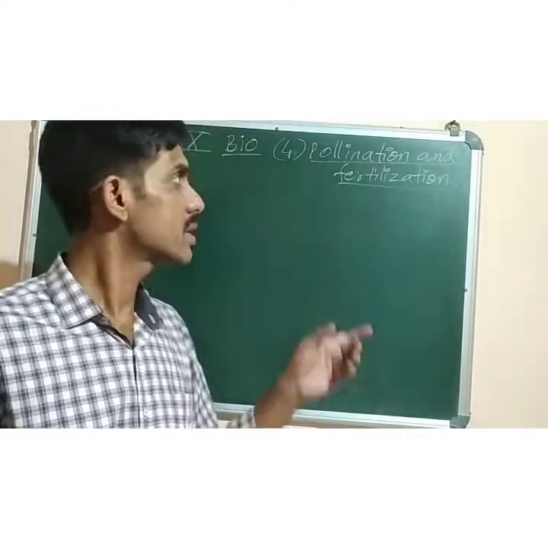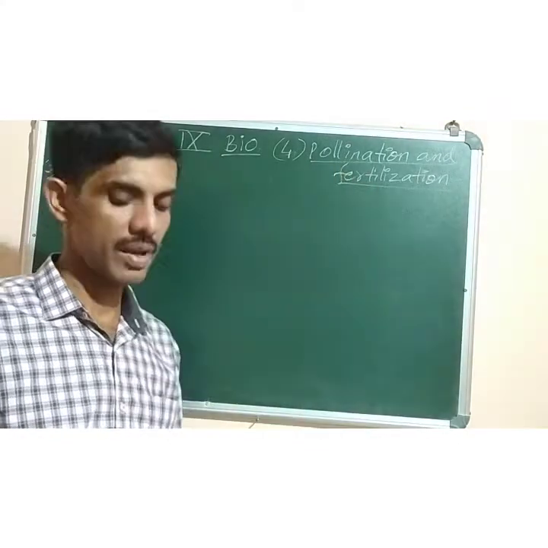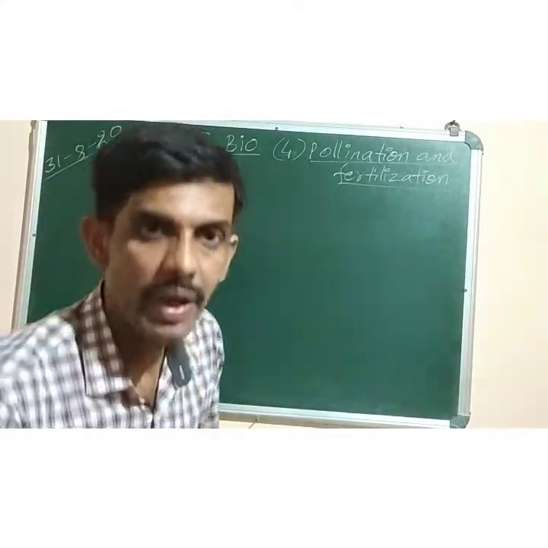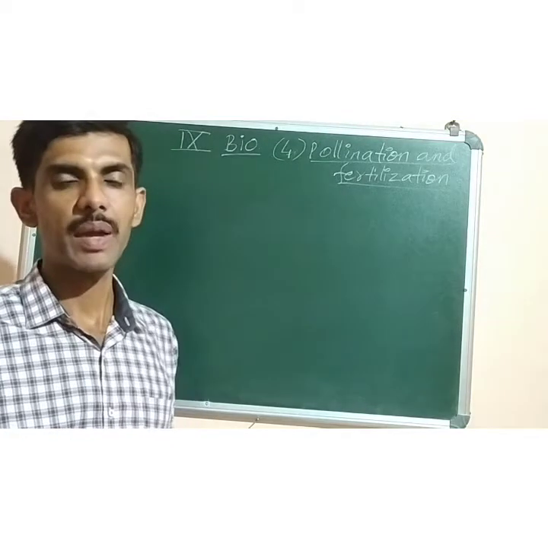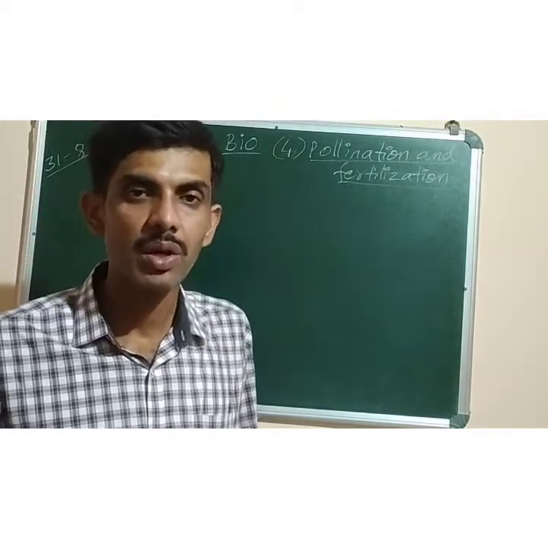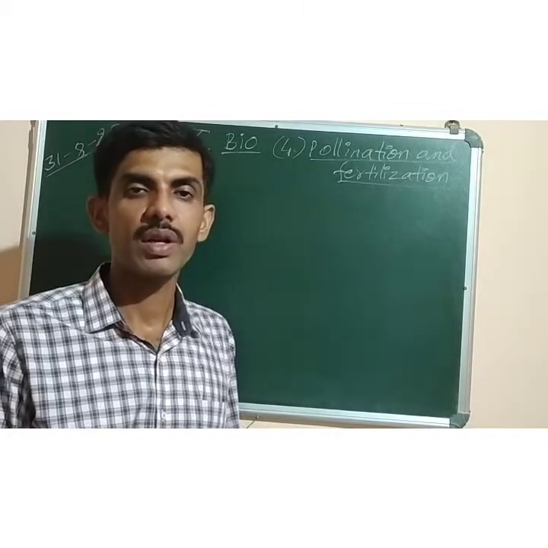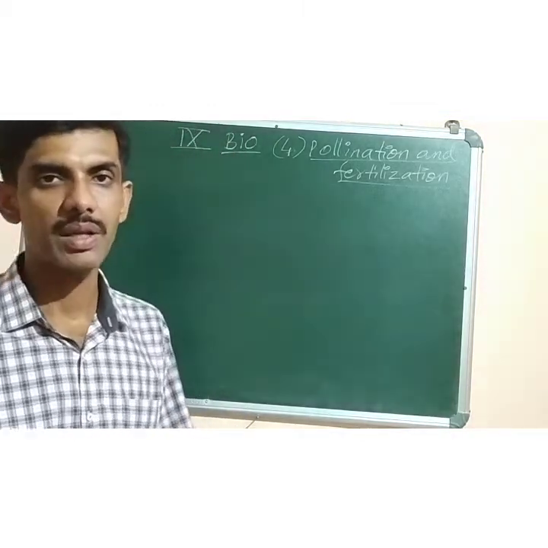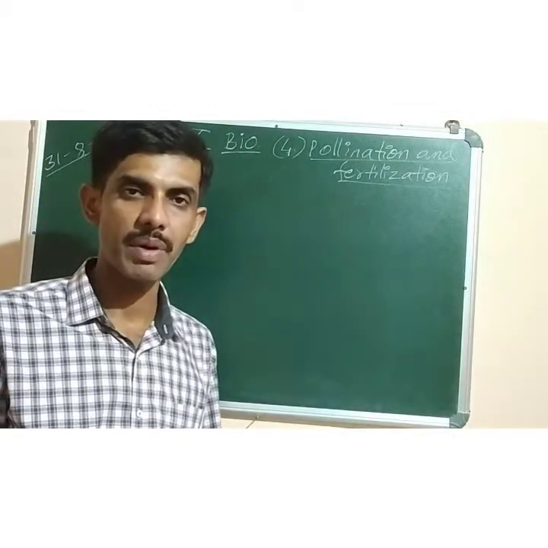We were already doing chapter 4, pollination and fertilization. So we had studied the two different types of pollination in the previous class, that is self-pollination and cross-pollination. In self-pollination we studied again two types, that is autogamy and geitonogamy.